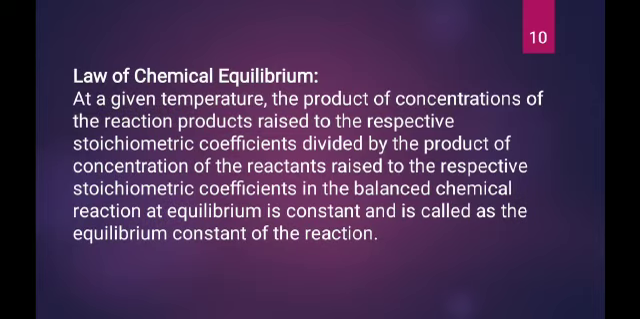Law of chemical equilibrium. At a given temperature, the product of concentrations of the reaction products raised to the respective stoichiometric coefficients, divided by the product of concentrations of reactants raised to the respective stoichiometric coefficients in a balanced chemical reaction at equilibrium, is constant and is called the equilibrium constant of the reaction. The equilibrium constant is usually understood with the help of its mathematical form.